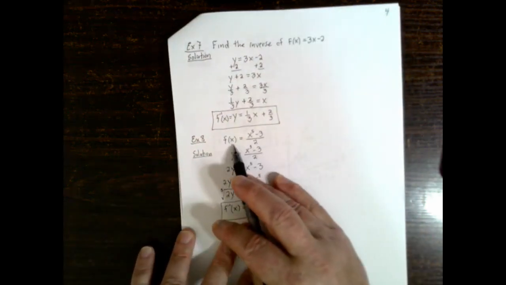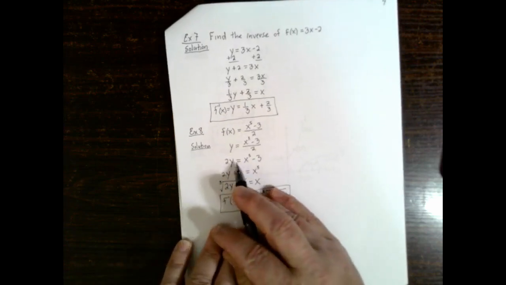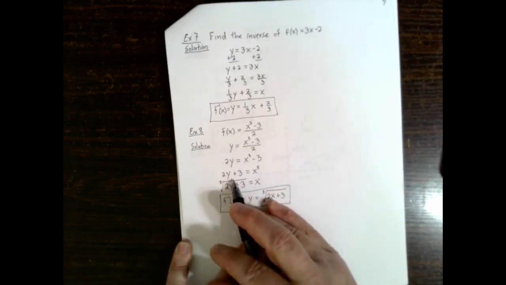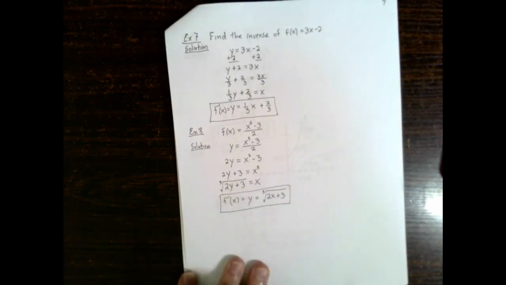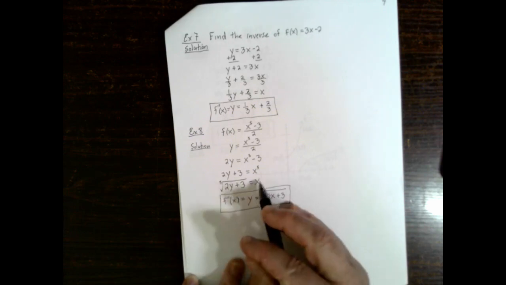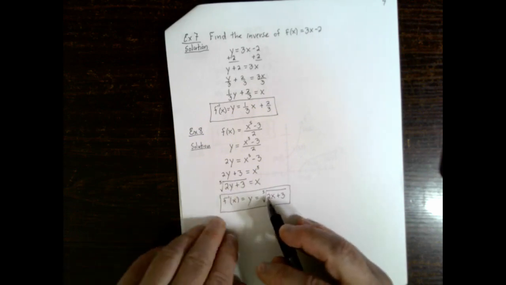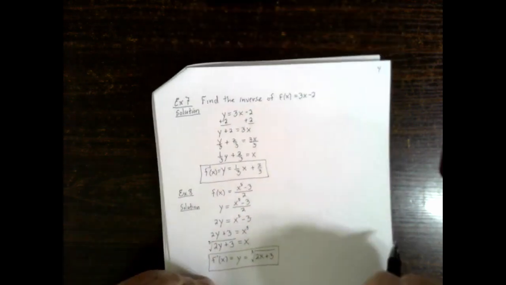Here you go. Take f equals this guy and write y equals that. Solve it for x by multiplying by 2, subtracting 3, taking the 5th root. Now you've got x equals this, and you switch your x's with your y's, and now y equals the 5th root of 2x plus 3. There's your inverse.